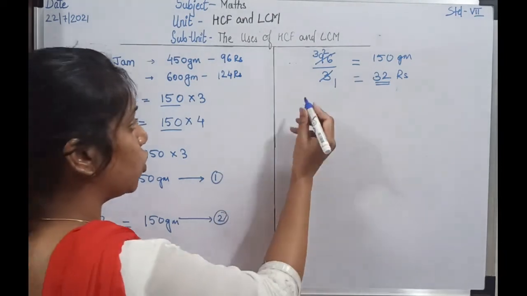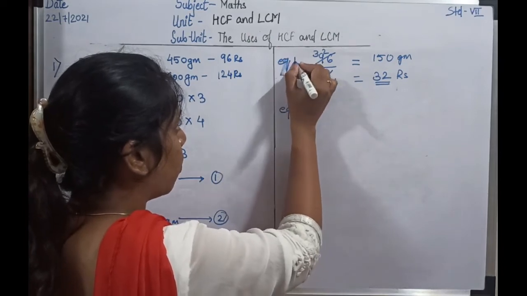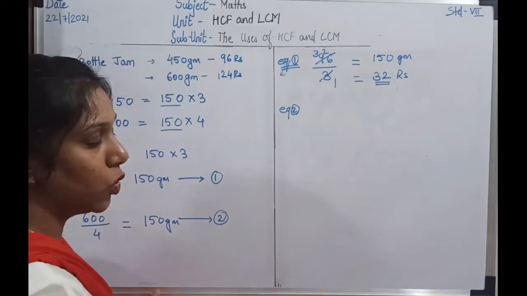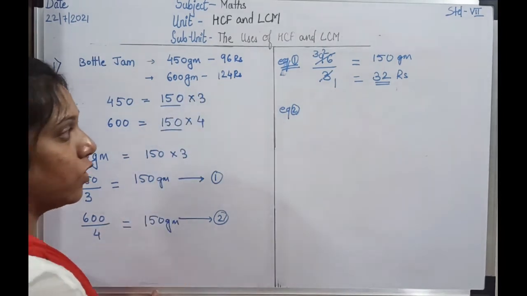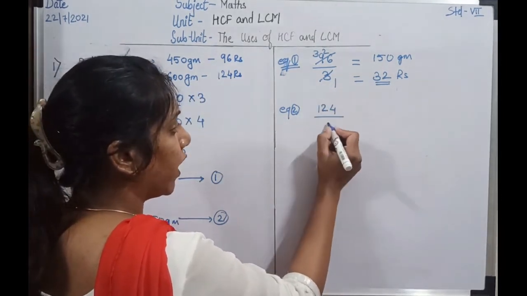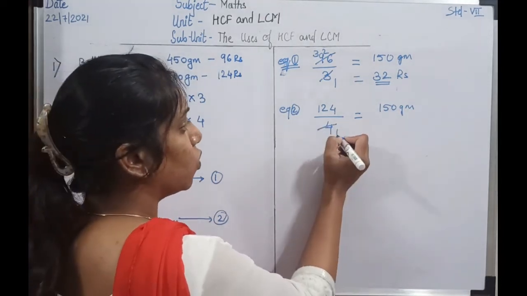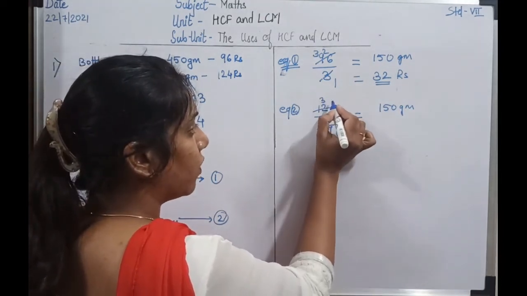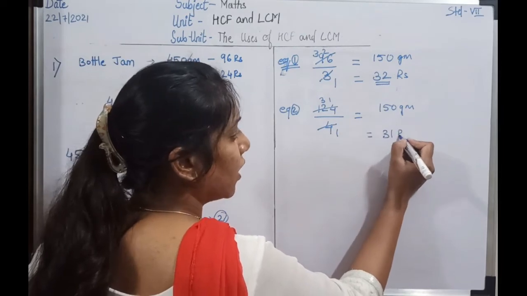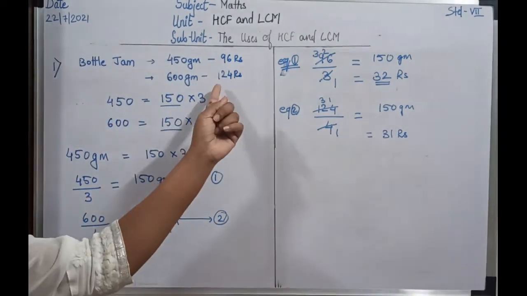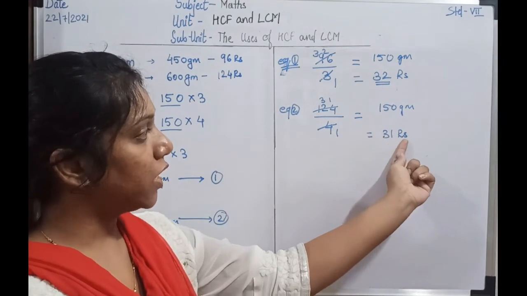Now we will see equation 2. This was equation 1. Now we will see equation 2. Equation 2 is the 600 gram bottle costs 124 rupees. So we will write 124 divided by 4 equals 150 gram. Okay. Now 4 ones are 4, 4 threes are 12 and 4 ones are 4. Therefore, the 600 gram bottle costs 124 rupees. But in the same way, 150 gram of the bigger bottle costs us 31 rupees.